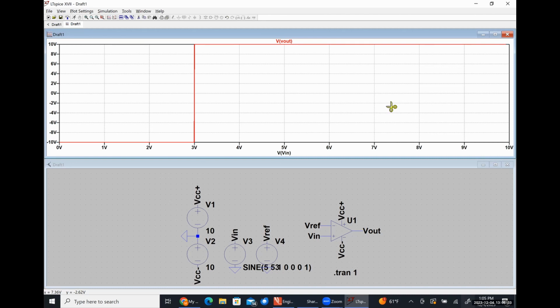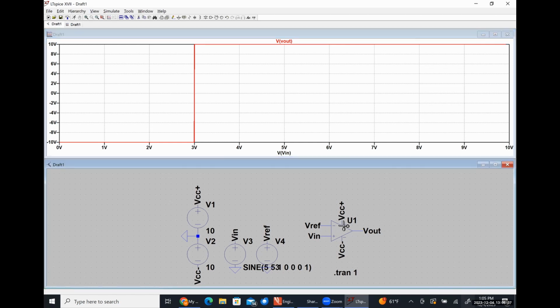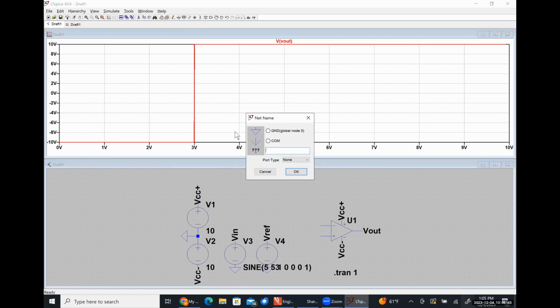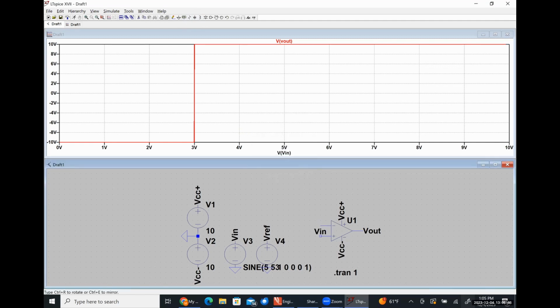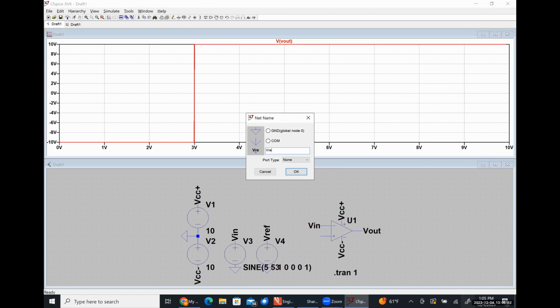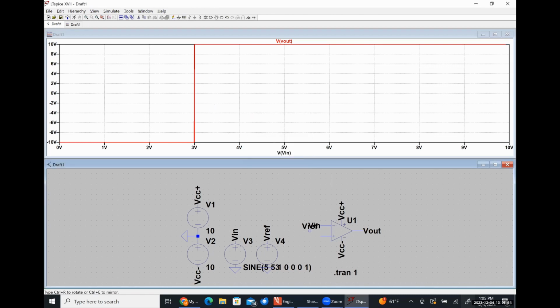For the inverting comparator, all I need to do is just put the input voltage and the reference voltage on the correct place, right? So my input voltage should be here. My reference voltage should be down here. Rerun my simulation, and now it's swapped over, which is the inverting comparator response.